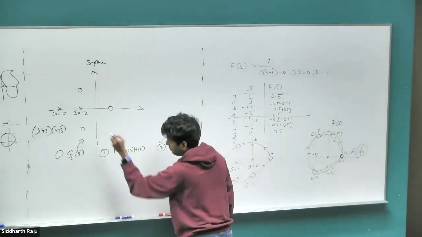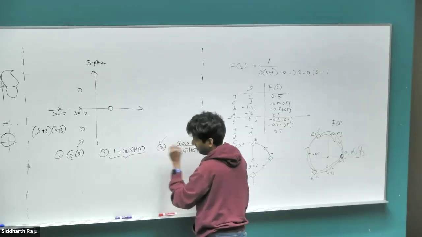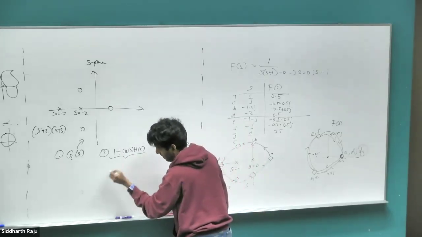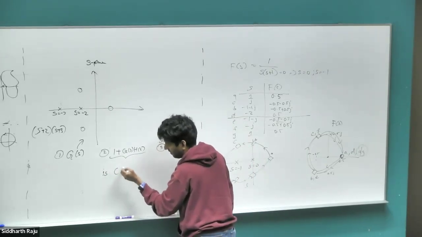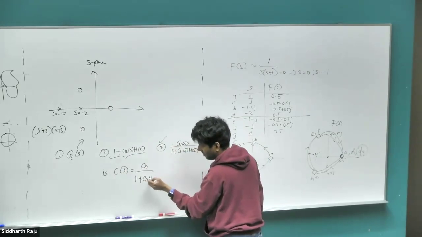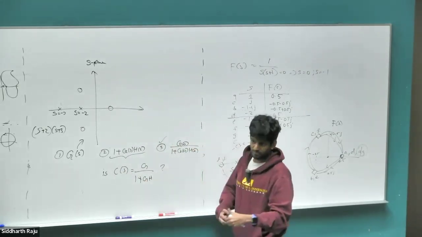Let's now say that this plot actually represents 1 plus g of s h of s, and I want you to infer the stability of the closed loop system. So is C of s, which is g divided by 1 plus gh, stable or unstable?